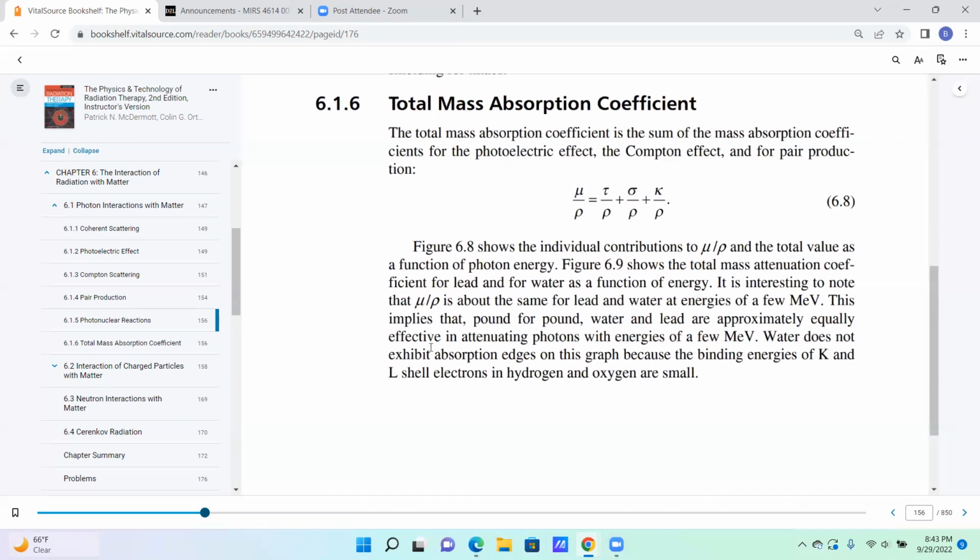And it's interesting to note that mu divided by rho is about the same for lead and water at energies of a few MeV. So pound for pound, water and lead are approximately equally effective in attenuating photons with energies of a few MeV. Water does not exhibit absorption edges on this graph because the binding energies of K and L shells are small.